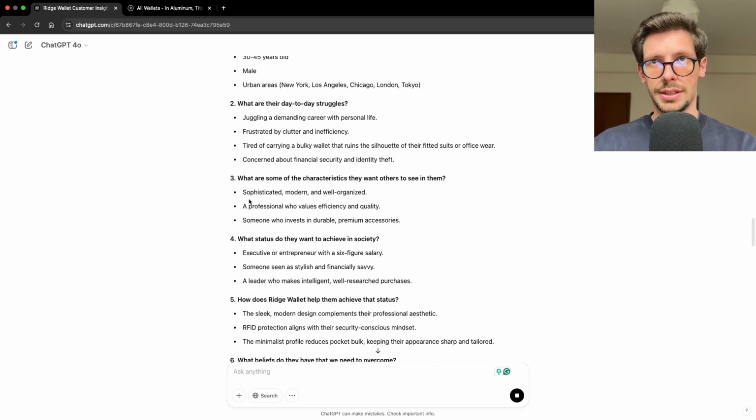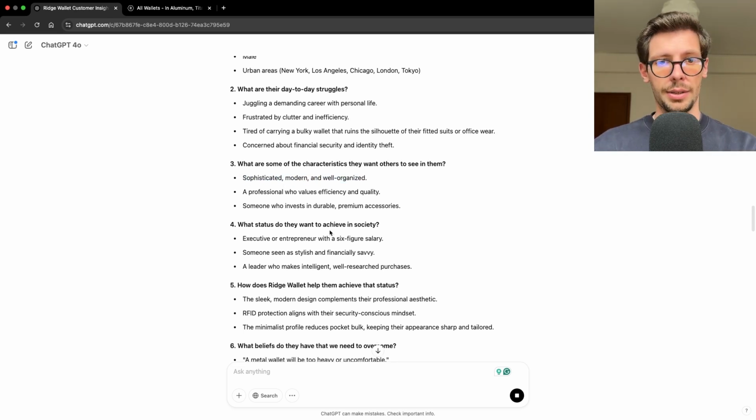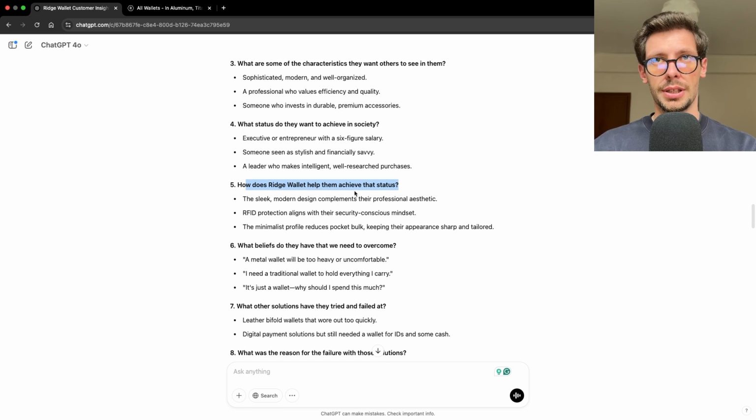Some characteristics that people want to see in them: sophisticated, modern, and well organized. Well, this is exactly how we can sell the wallet via identity. Then, what status do they want to achieve in society? Executive entrepreneur with a 6-figure salary, stylish and financially savvy, a leader who makes intelligent purchases. So we know exactly how to frame purchasing the wallet. Here, how does Rich Wallet help them achieve the status?